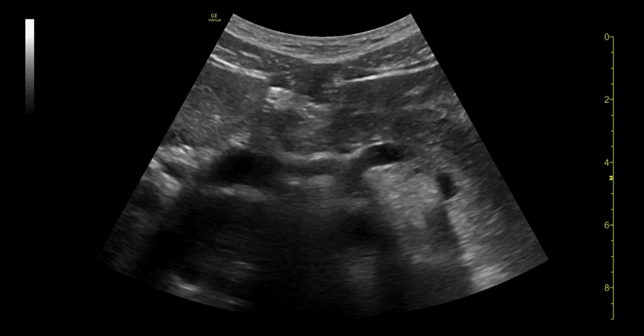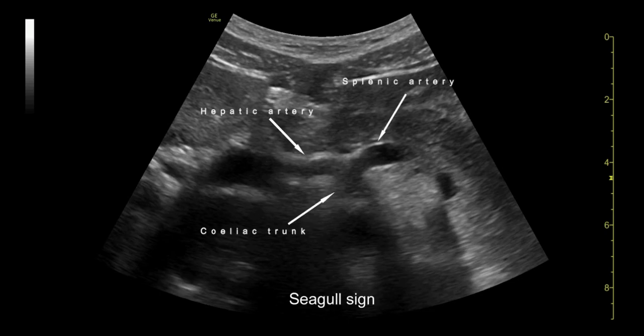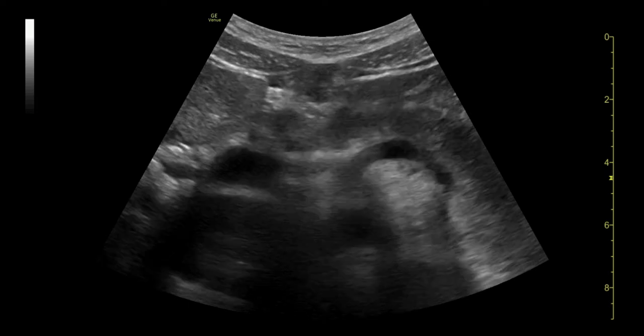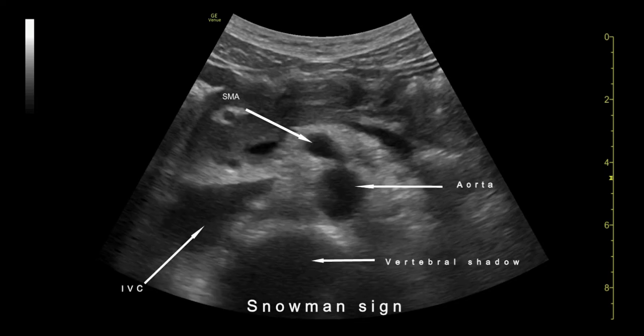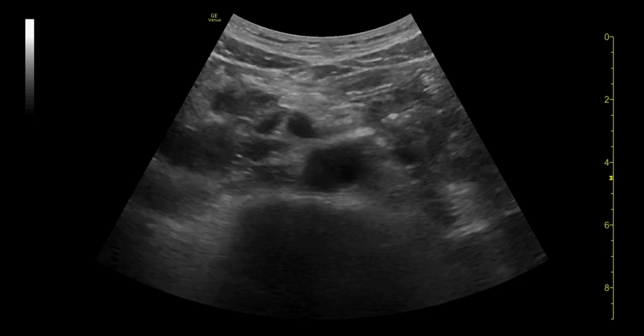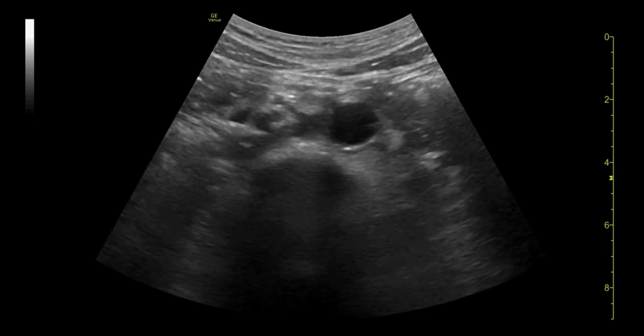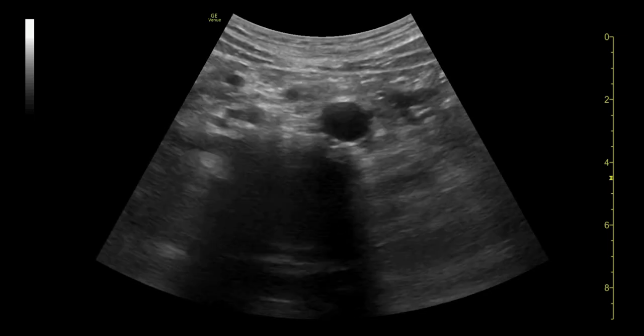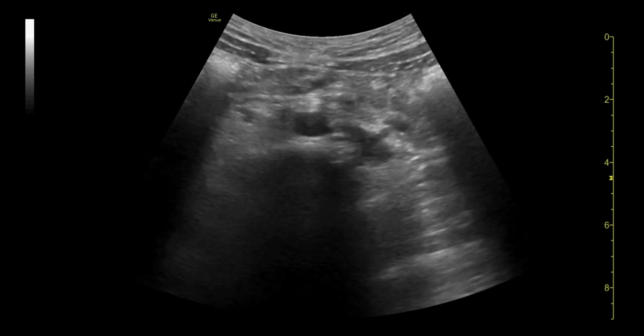So here we see a sweep down the aorta, starting proximally. Firstly, we see the seagull sign, so we can see the celiac trunk coming off anteriorly and dividing into the hepatic and splenic arteries. Just below we see the snowman sign, so we can see the relationship between the vertebral body, the SMA, the aorta and the IVC. And as we sweep down through the mid and distal aorta, we end up at the bifurcation where we can see both common iliac arteries.